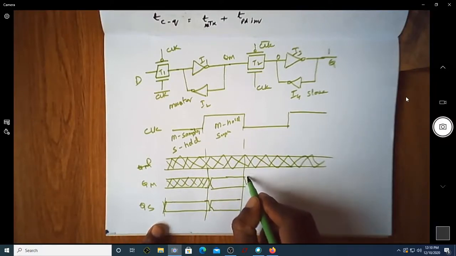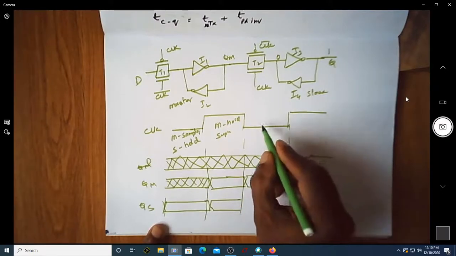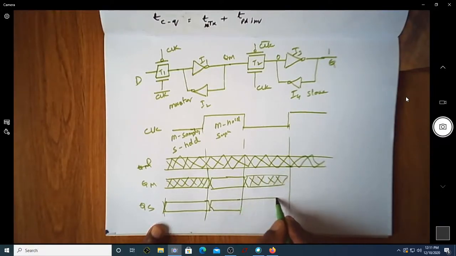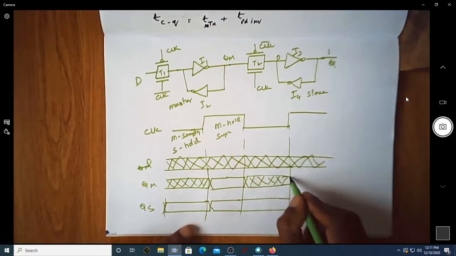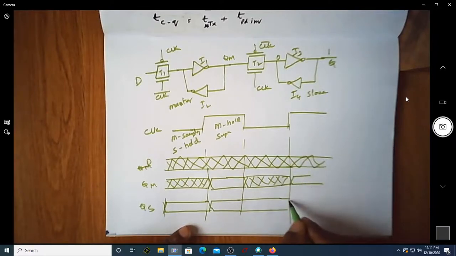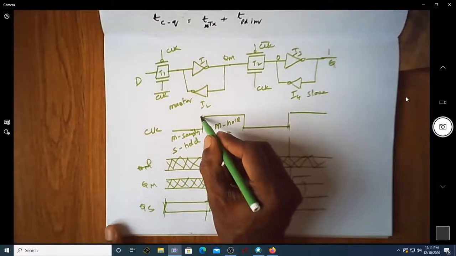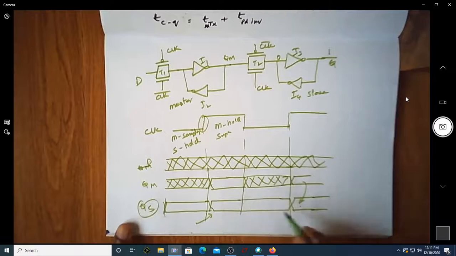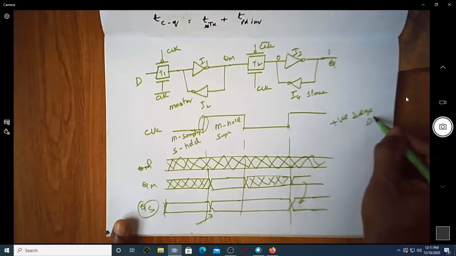Then again, since your clock is 0, this is now in sample mode, whereas this is in hold mode. Again this goes to hold mode, and this will go to sample mode, but the sample is nothing but the value which is coming down here. If you carefully have a look at this, at the positive edge, the QS value modifies. So that's why this is called a positive edge D flip-flop.